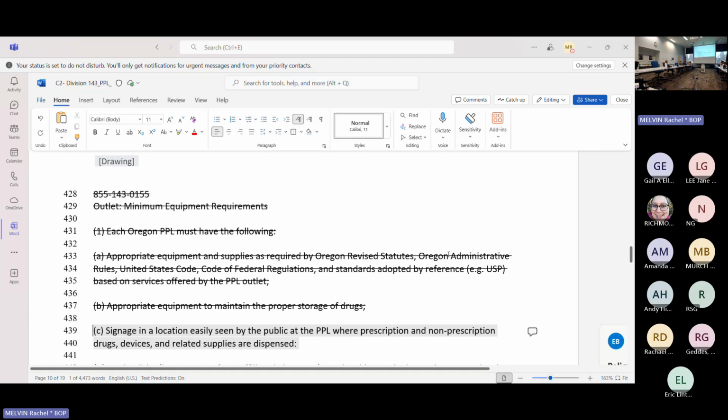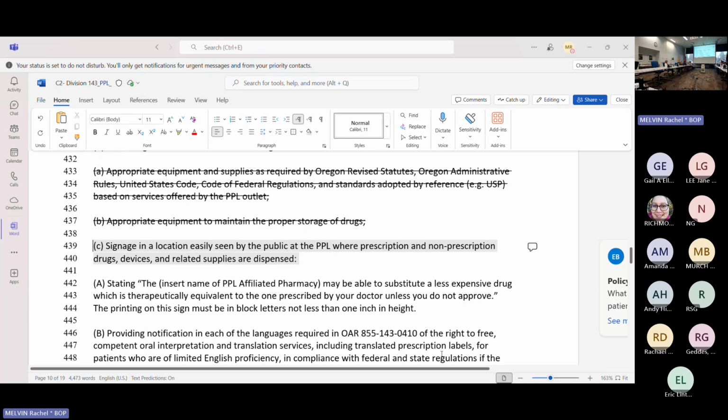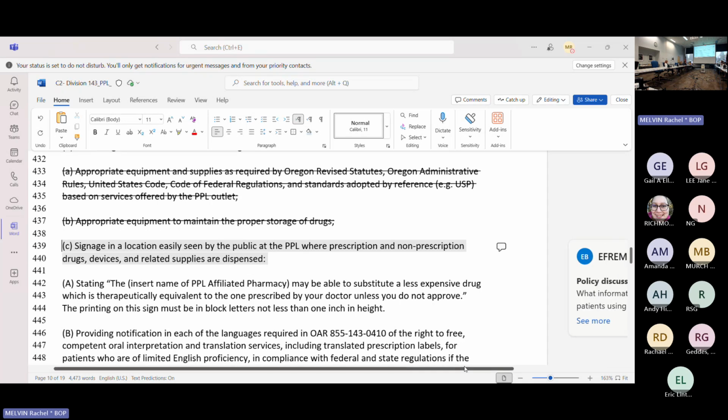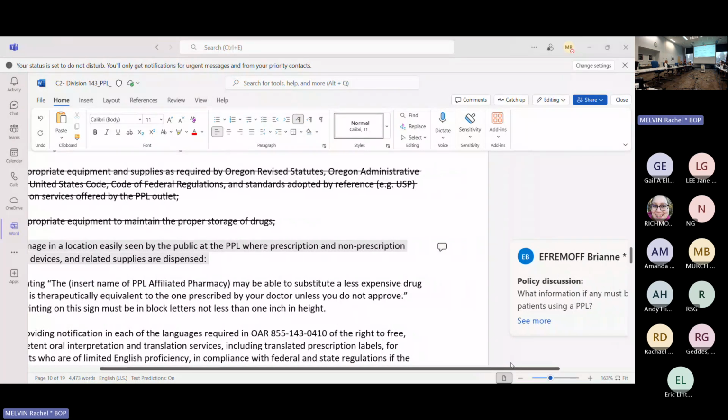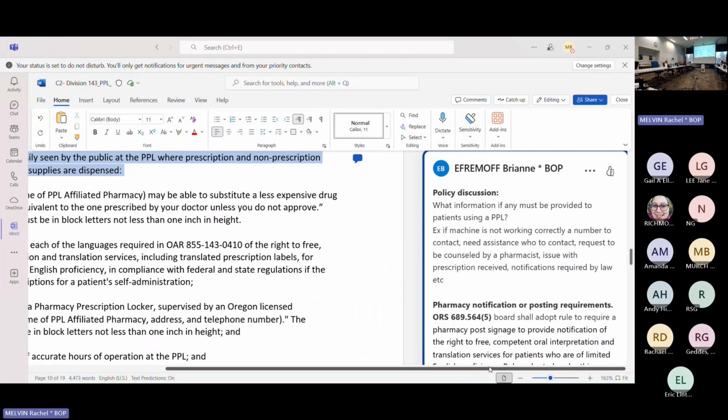855-143-0155, minimum equipment requirements. So staff would propose for paren 1A and B to strike through these sections, again, already accounted for and would be duplicative. Paren C feels like a good opportunity to have a policy discussion. Prior to general requirements, it's kind of similar, but it happens to reflect patient notification requirements.